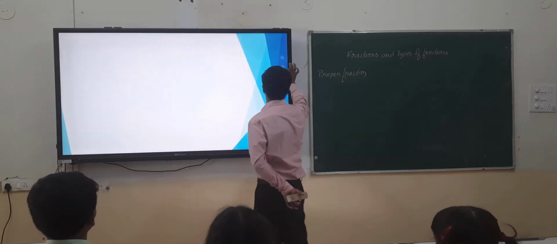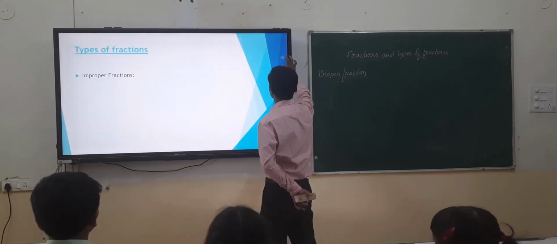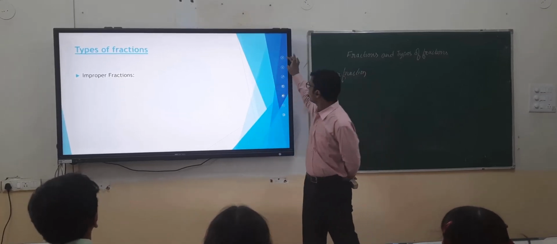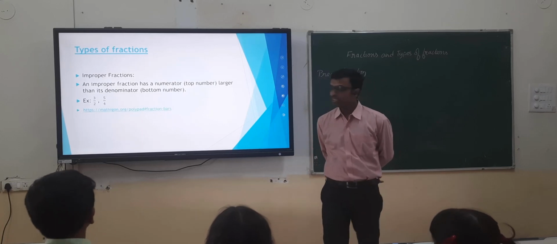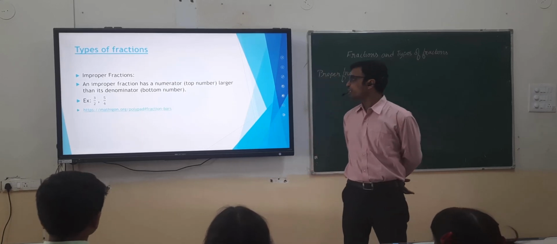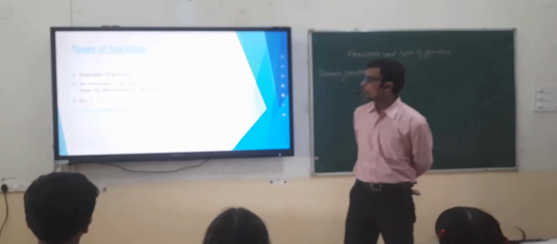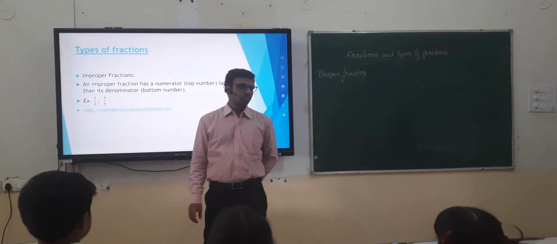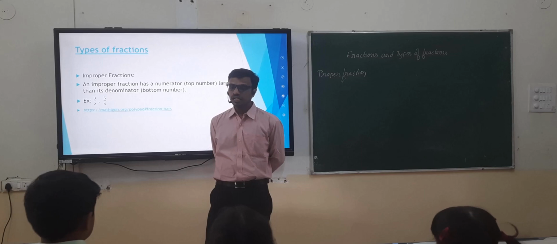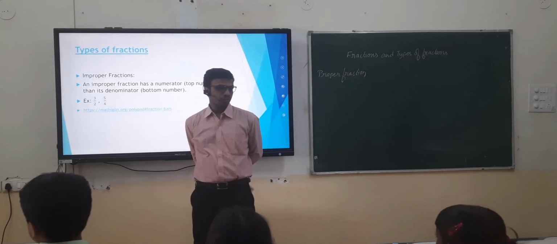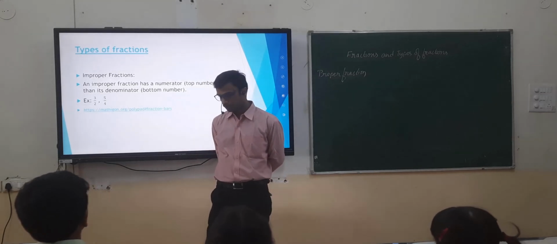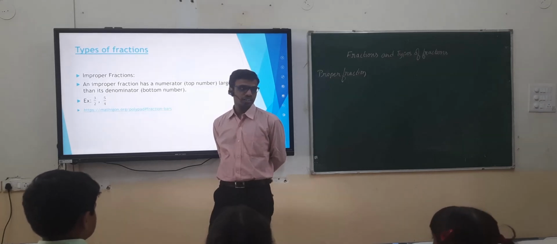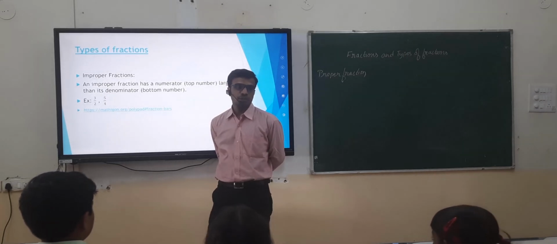Okay. What is it? Improper fraction. It's the reverse of that. What is it? An improper fraction has a numerator larger than the denominator. Example I took here: 3 by 2. 3 is a numerator larger than that. 5 by 4. 5 is larger than 4. In both the fractions we get what? Numerator greater than what? Denominator.